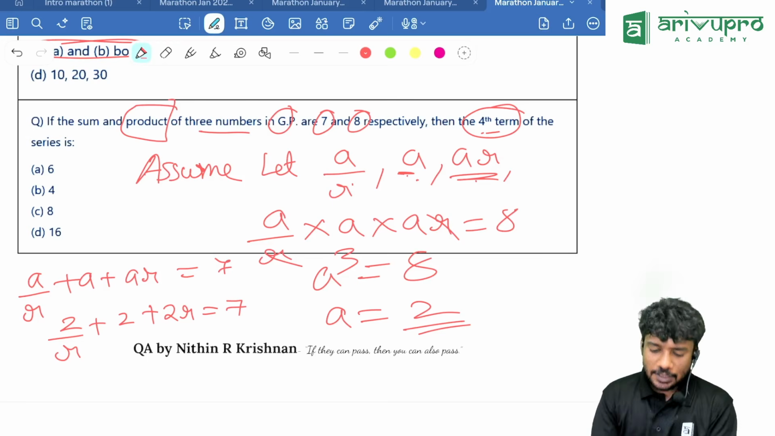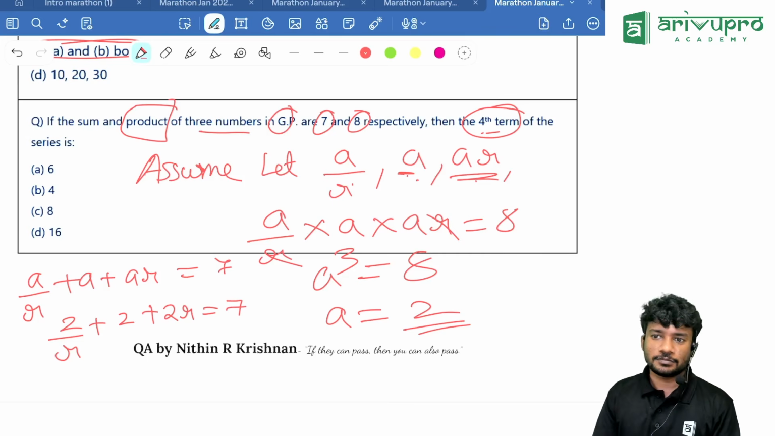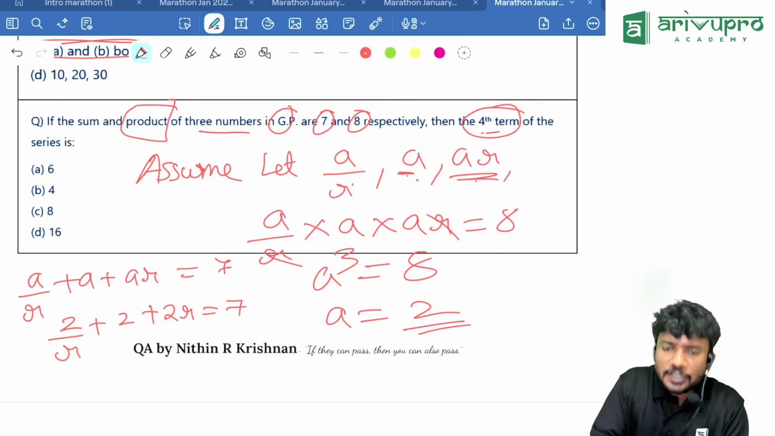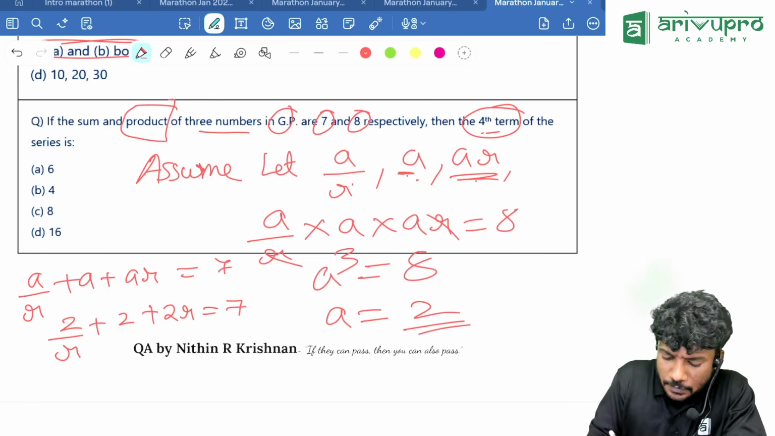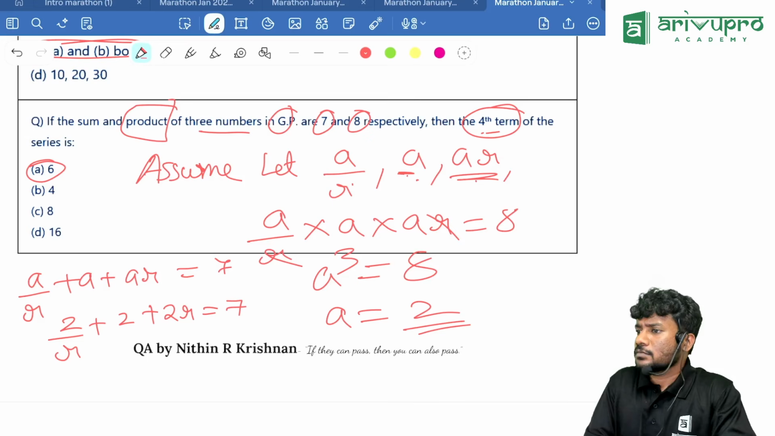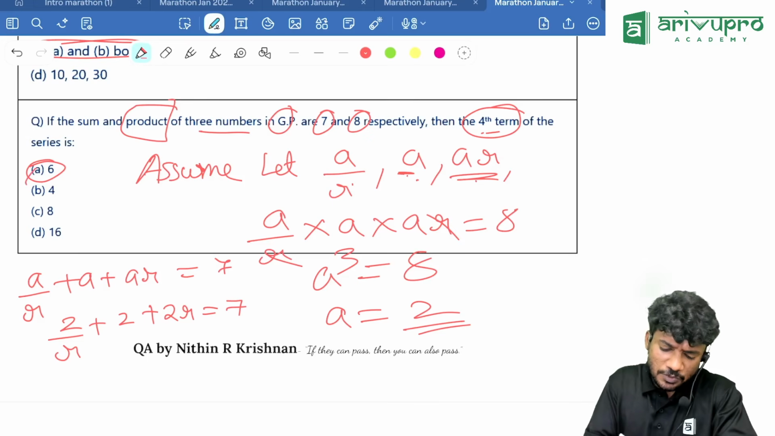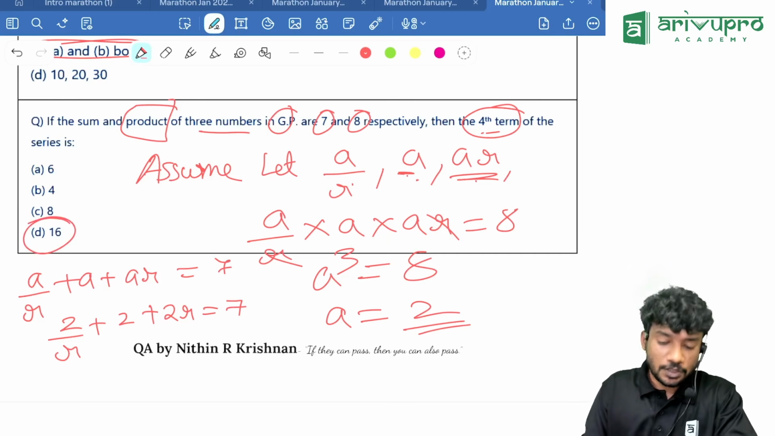Another method is, we can assume one of the options is the fourth term, and accordingly we will try to check. See, let me assume 6 is the fourth term. Or should I assume 16? I'll go with the higher number. Let 16 be the fourth term.